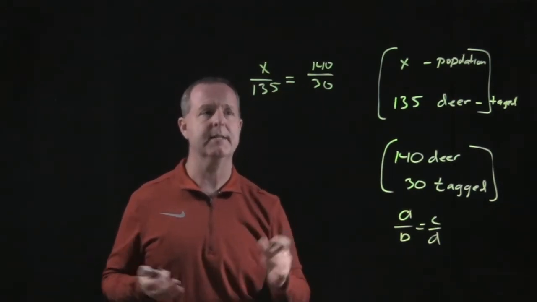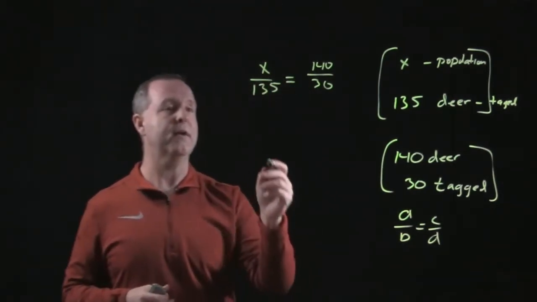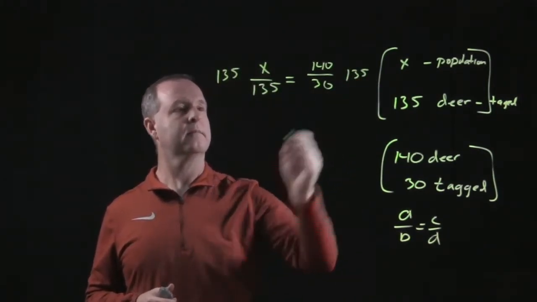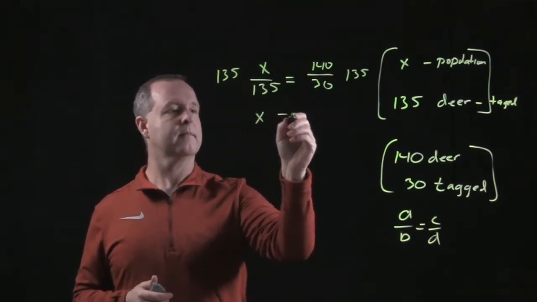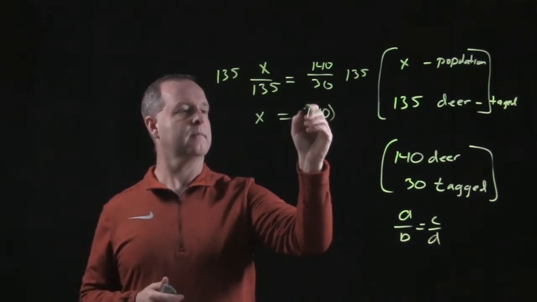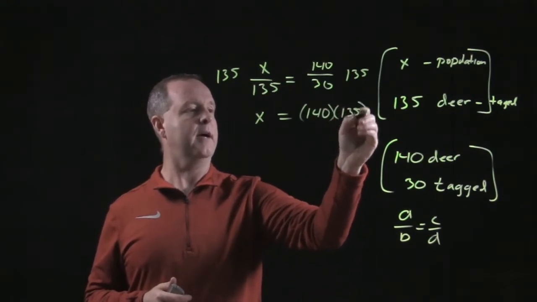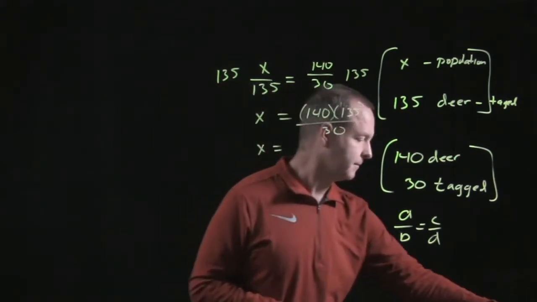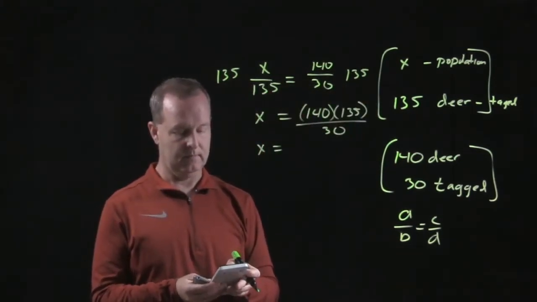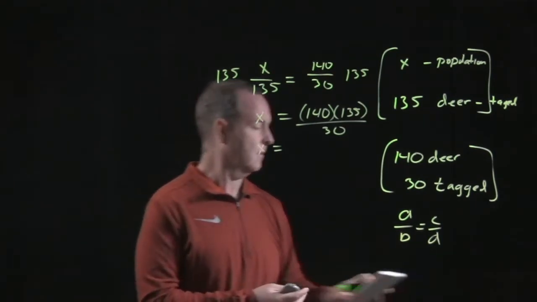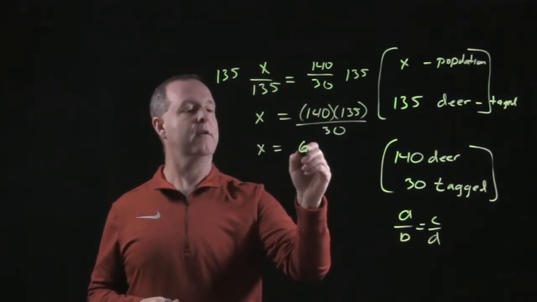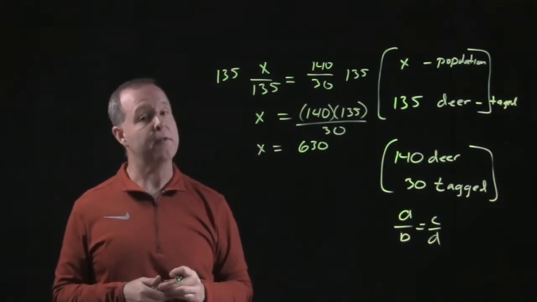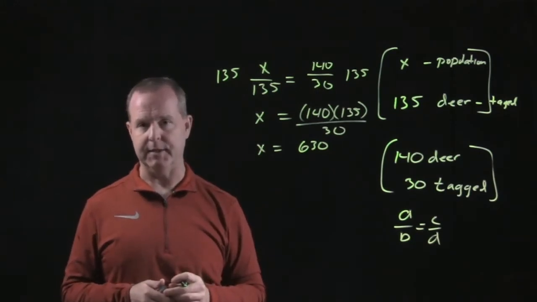In this particular case, I can multiply both sides by 135. X equals 140 times 135 divided by 30. Solve that down for X. I got 630. So based on this sample, I can expect there to be 630 deer in my total population.